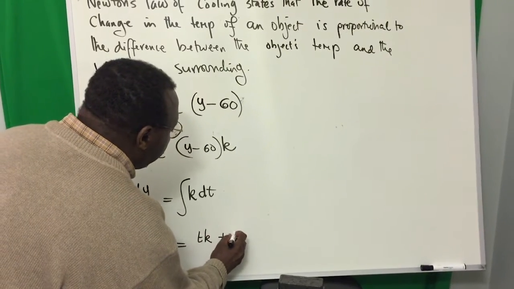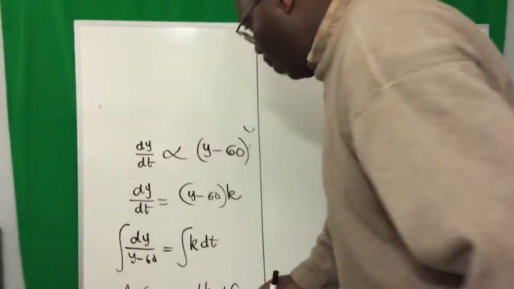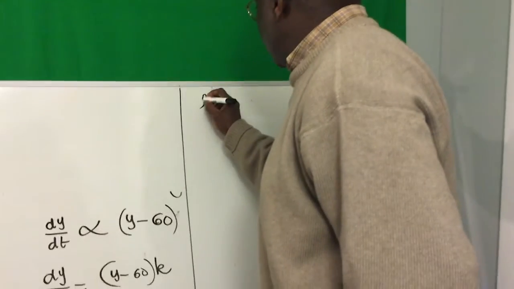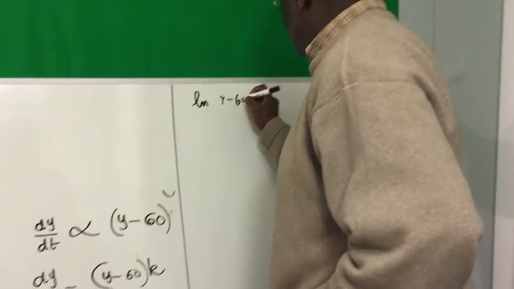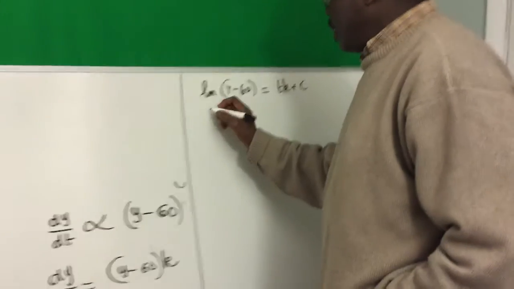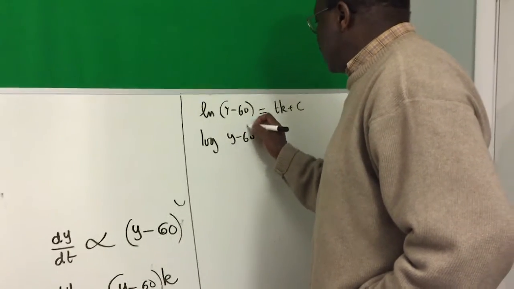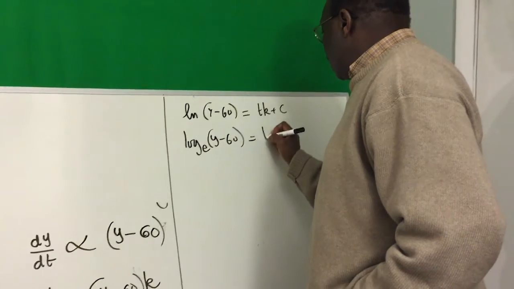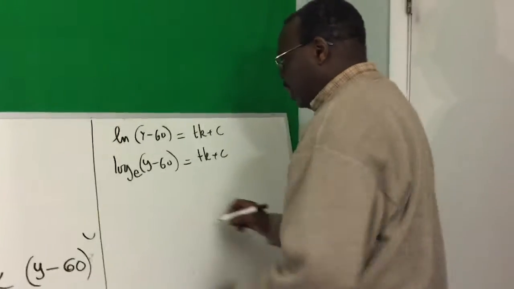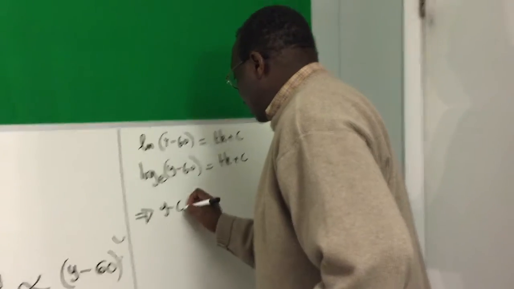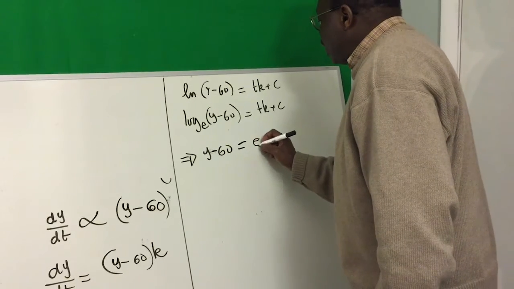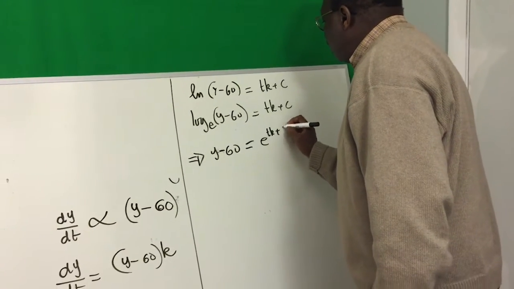k plus a constant. And now what we do is we use the definition of logs to rewrite this. I'll write this again. ln(y minus 60) is equal to tk plus c. This is the log of y minus 60, the base is e, is tk plus c. And now we raise e to that power, which means that y minus 60 is equal to e raised to that power, e^(tk plus c).